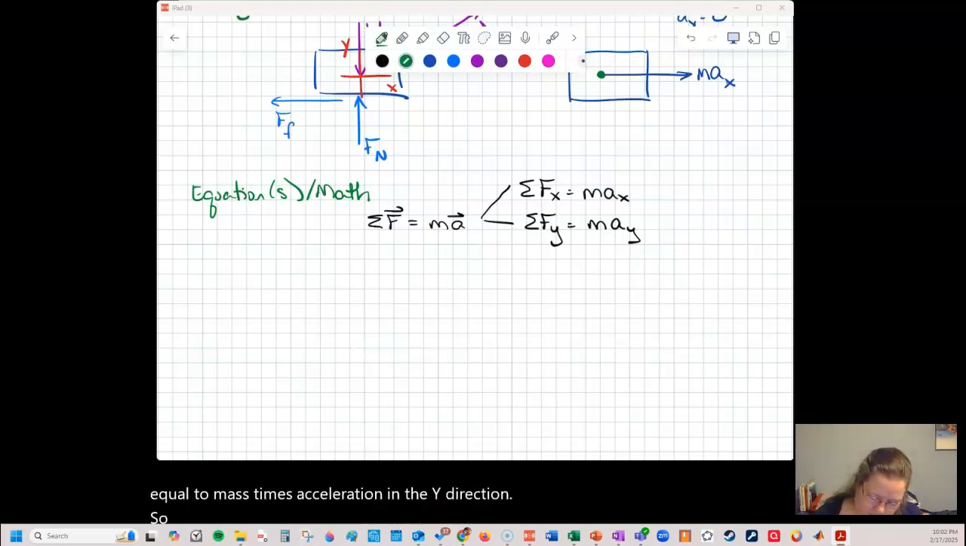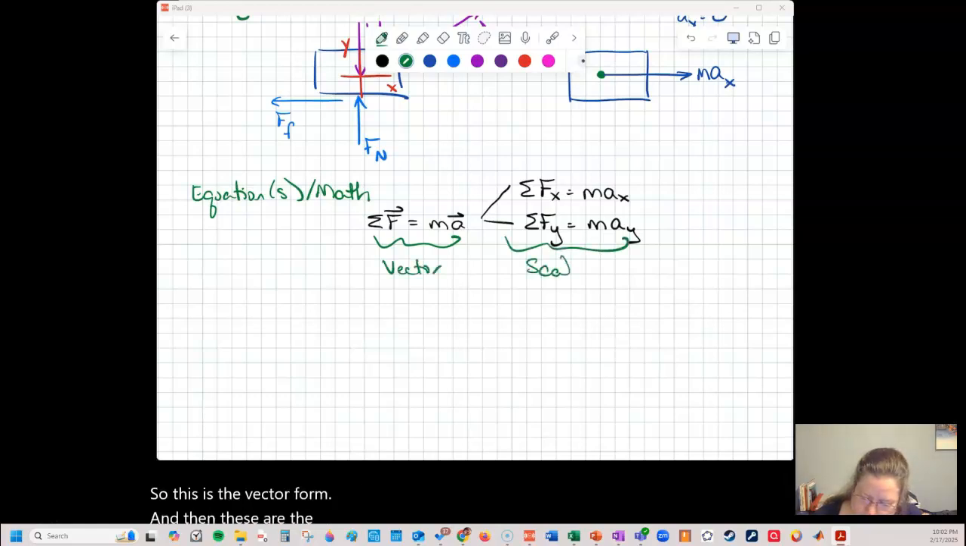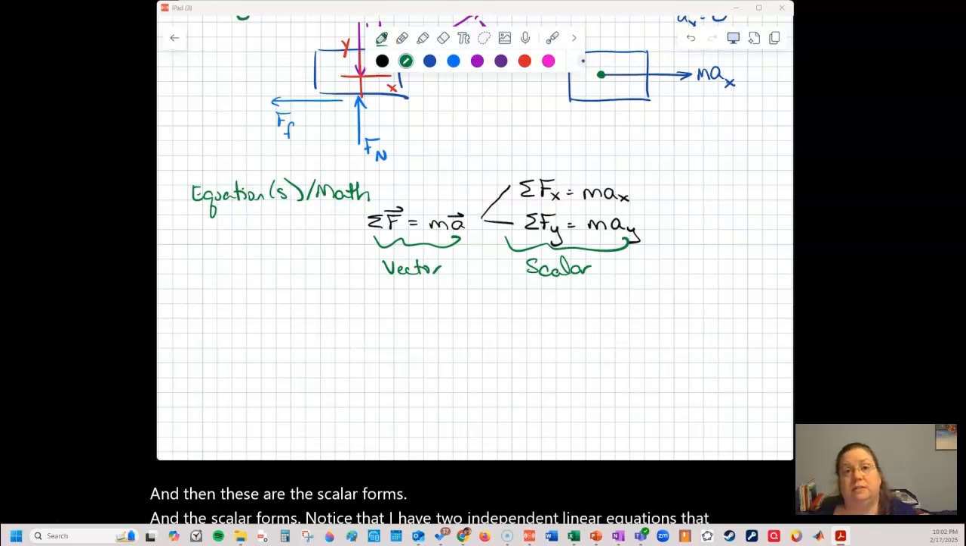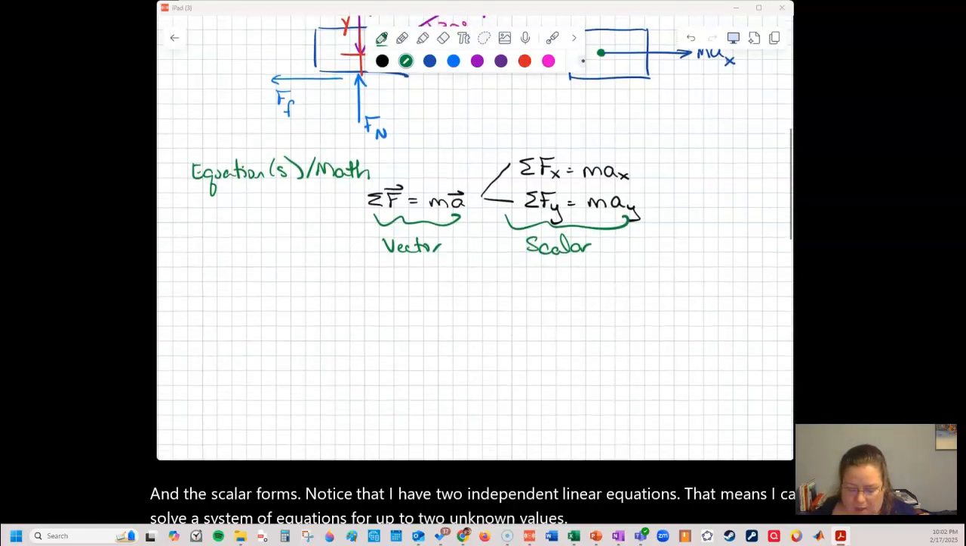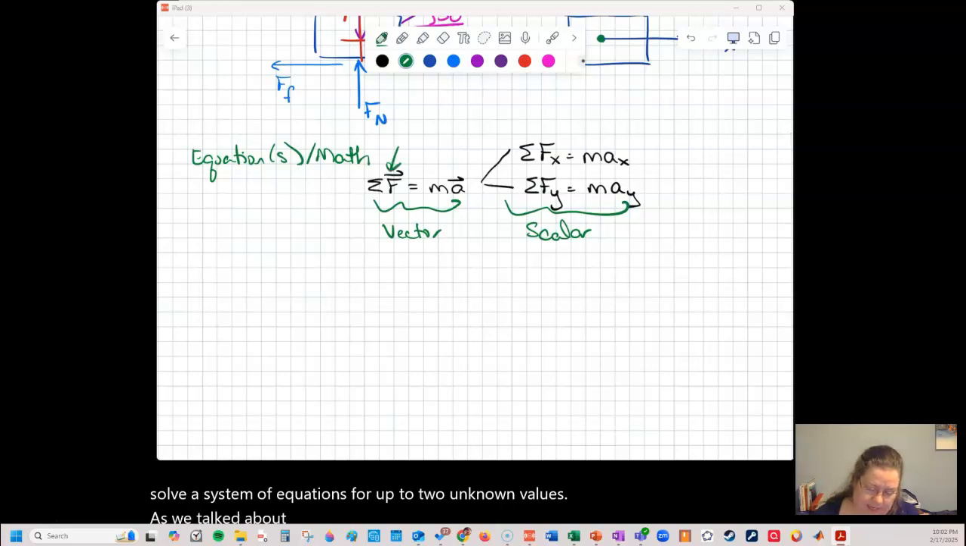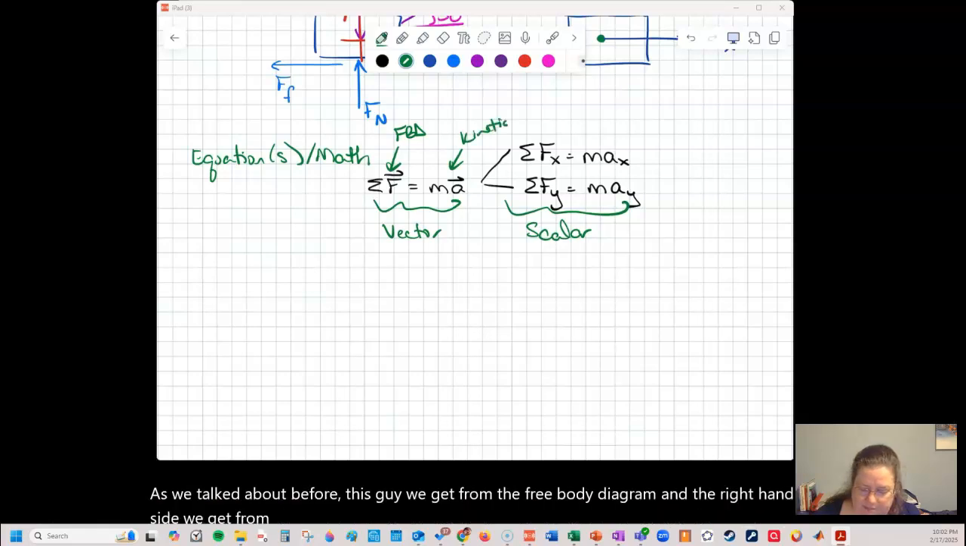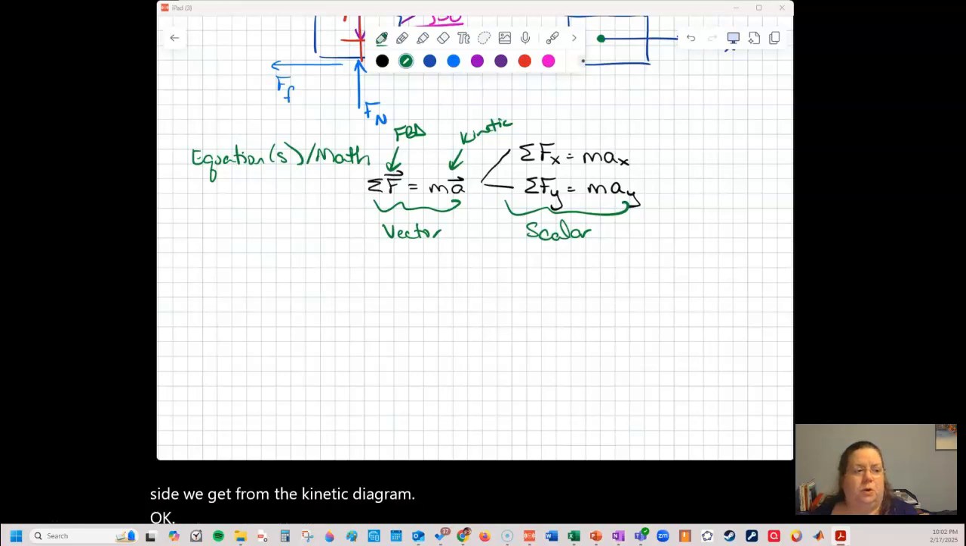So this is the vector form. And then these are the scalar forms. Notice that I have two independent linear equations. That means I can solve a system of equations for up to two unknown values. As we talked about before, the left-hand side we get from the free body diagram, and the right-hand side we get from the kinetic diagram. So we're going to basically develop a series of equations here that we're going to use to solve this problem.